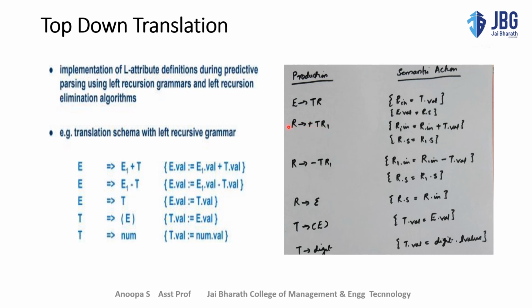So you know the concept that synthesized attributes are attributes that we get from the children, and inherited attributes are attributes that we get either from parent or from siblings. That is why this is R dot in, it's an inherited attribute, equal to T val, from T it gets. Then this one, E dot val is equal to R dot s. This is synthesized attribute. Similarly, I have written everything here.